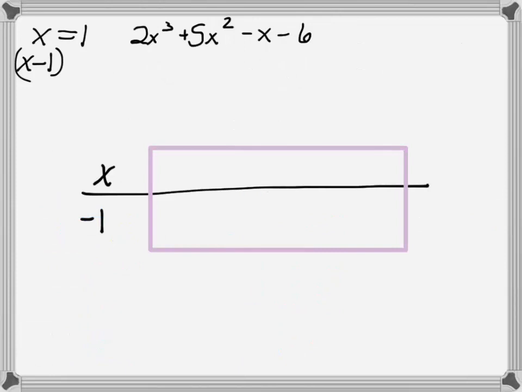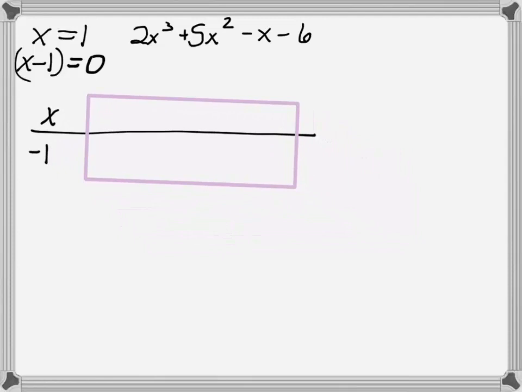So if it is x equals 1, that root will result in the factor of x minus 1 equals 0. So we're going to have to take that and divide it into the polynomial we had: 2x cubed plus 5x squared minus x minus 6. So it's going to go in the same process that we did last week.